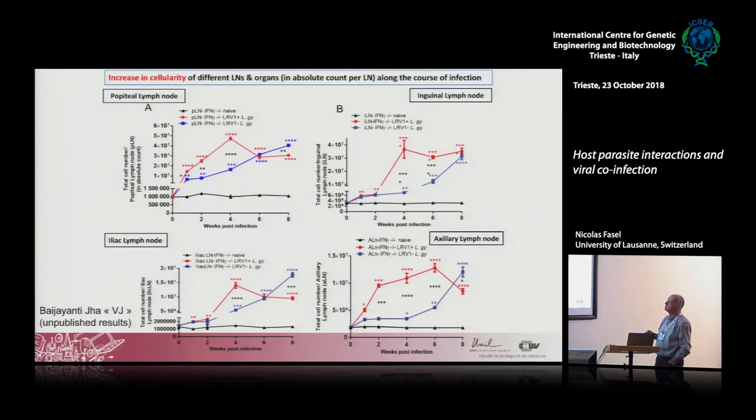So you can see that you have an increase very quickly in the popliteal lymph node. You can see an increase with V plus, but also with V minus, but first we have more cells when you have a V plus infection. The same for inguinal lymph nodes, so you always have a delay with V minus. So again, you have this exacerbation of the disease with V plus. Same for iliac lymph node, axillary lymph node, and so on.